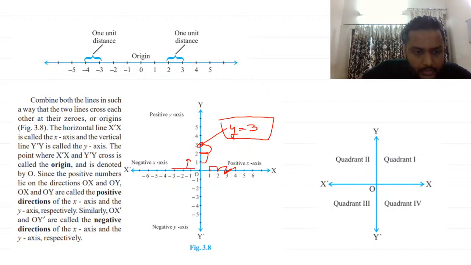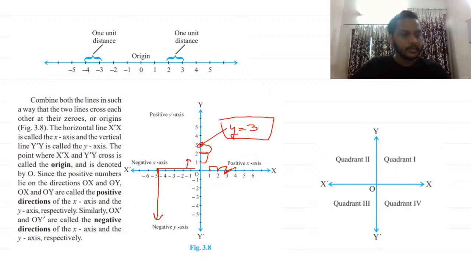-1, -2, -3, -4 and -5. Here you will be having your x equal to -5. Am I clear? You got it?